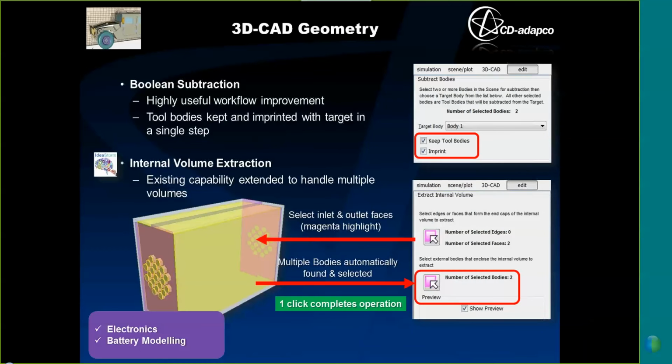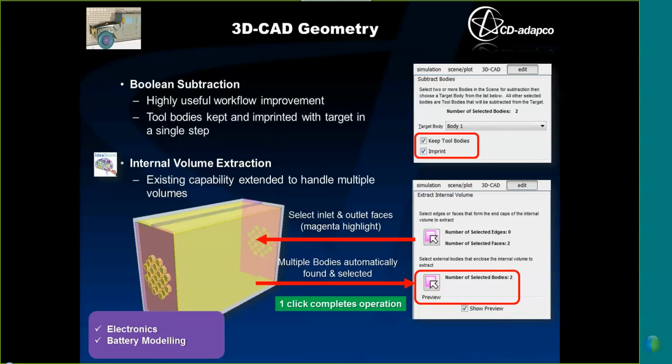There's been a number of improvements to different operations in 3D CAD. The first of which is the Boolean subtraction. Previously, Boolean subtraction did not allow you to either keep the tool bodies you used or to automatically imprint the tool bodies with the subtracted body that this creates. Previously, that required a number of steps to be done in a specific order. Now you are able to perform all those operations in a single step, which should make this sort of operation much more straightforward and much more user-friendly.